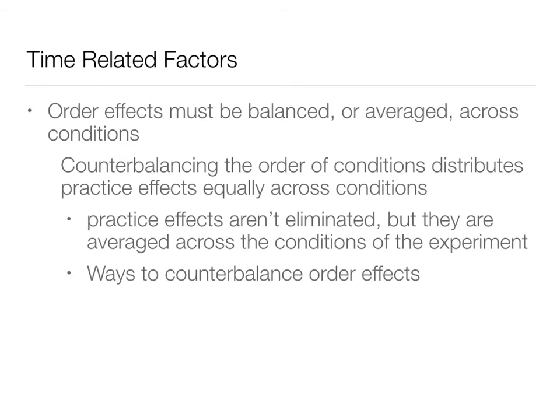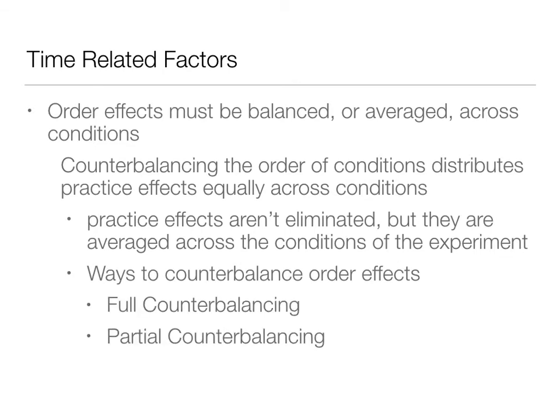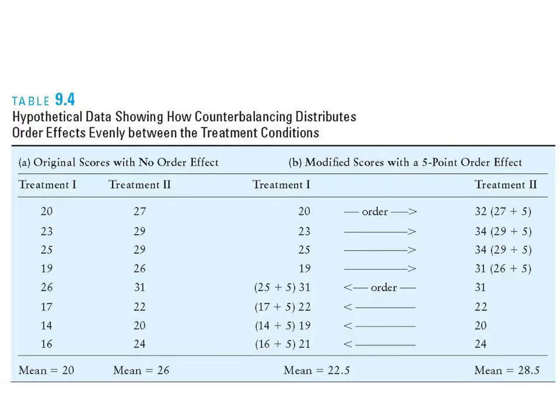So there's different ways to counterbalance order effects. There's full counterbalancing and partial counterbalancing. We'll talk about both of these in more detail. So here's an example of what counterbalancing would look like with that same or similar hypothetical data. In this hypothetical data, we have no order effect, but we do have a difference between the two groups. So a mean of 20 versus a mean of 26. So we do have a difference between the groups.